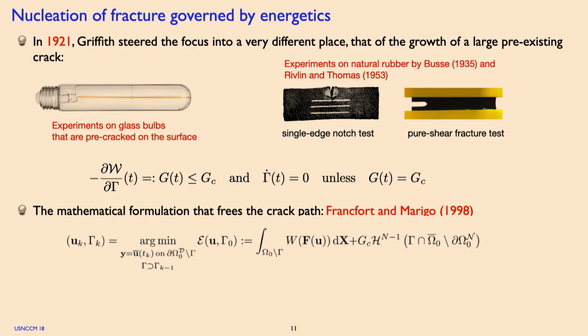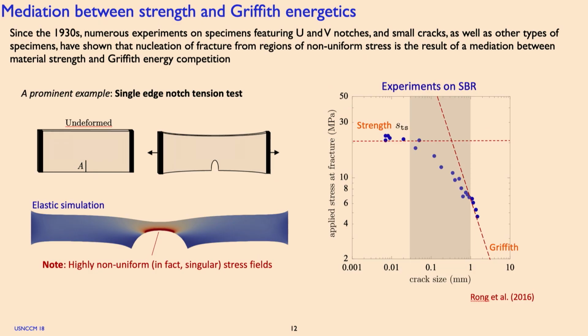So we have these two extremes. Strength explains when surfaces first appear, fracture surfaces under uniform stress states. And Griffith, the energetics, explains what happens when we have large pre-existing cracks where the stress fields are singular. Those are the extremes. Reality is, in most cases, somewhere in between. So what do we know about what happens in between? We don't have a quantitative expression in between, but we have qualitative expressions.